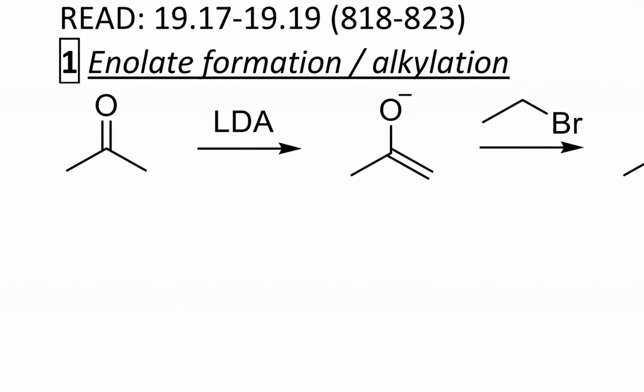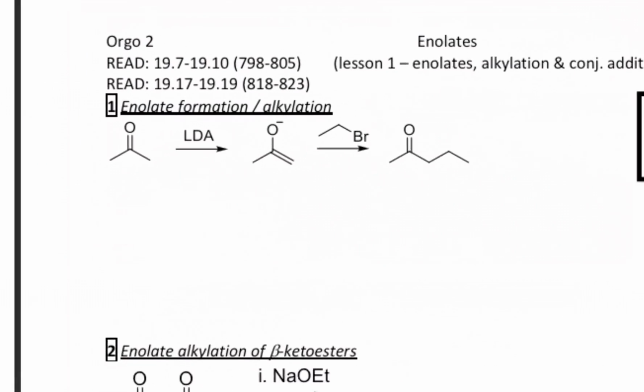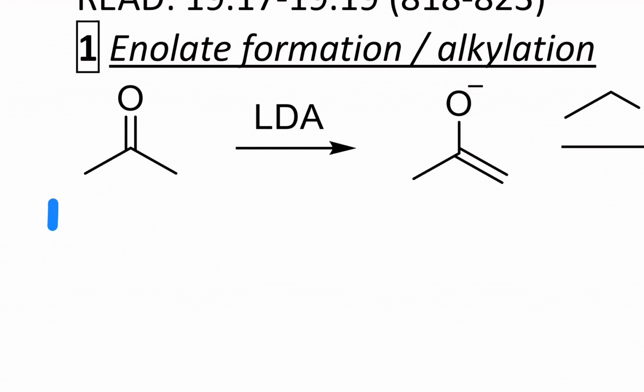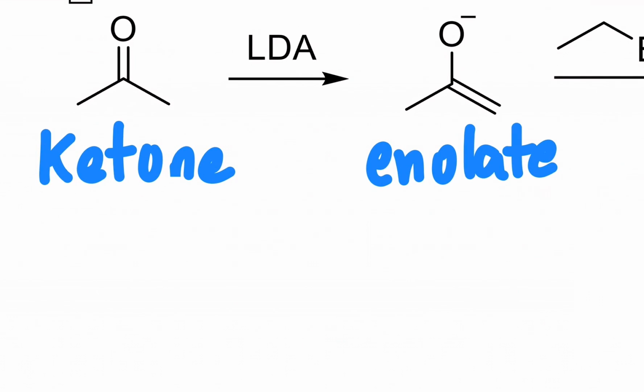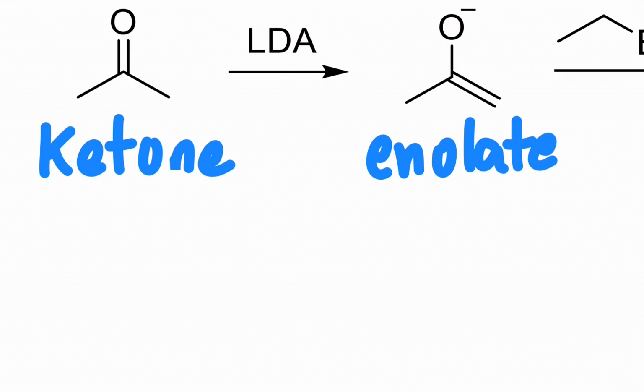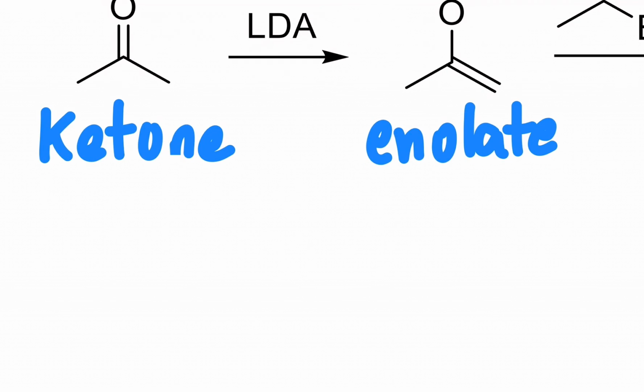So let's take a look at what we do with them. Here in the beginning in the upper left is an example of just a ketone. We have acetone, and it forms the enolate upon treatment with LDA. LDA is an acronym of a very big base we learned about last semester. I'll show it down below.